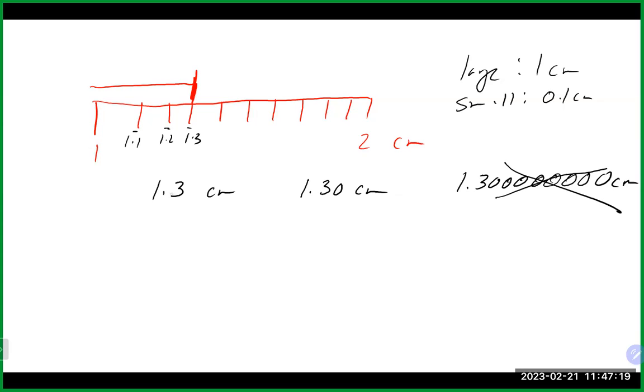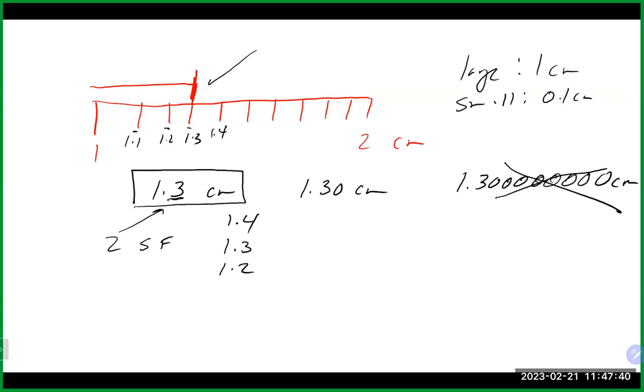We look at this particular number first, right? That basically would have how many significant figures? It would have 2 significant figures, which means our estimated digit would be which number? It would be the 3. So basically what you're saying is, I think it's 1.3, but maybe it's 1.4, maybe it's 1.2. And if you look at what we're looking at here, it's nowhere near those numbers, right?